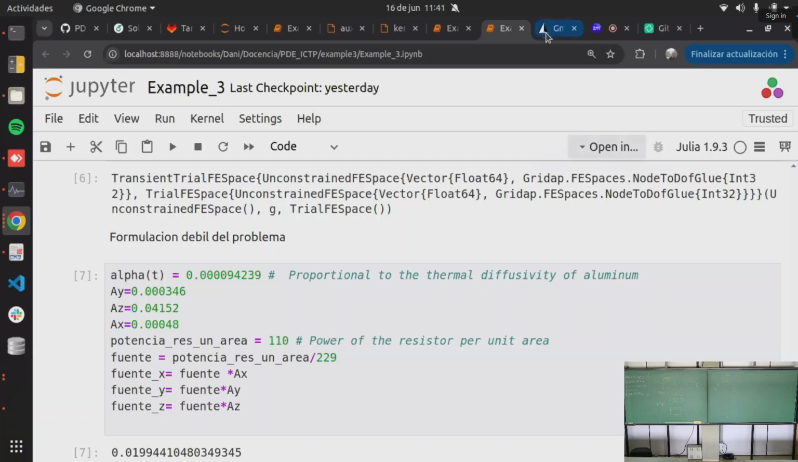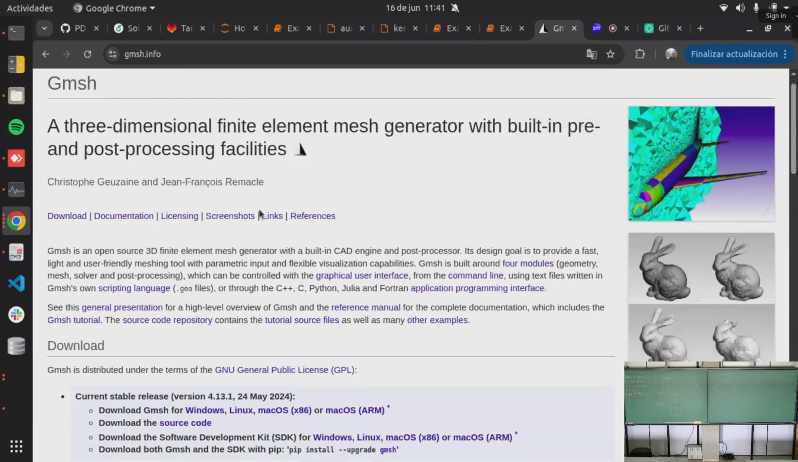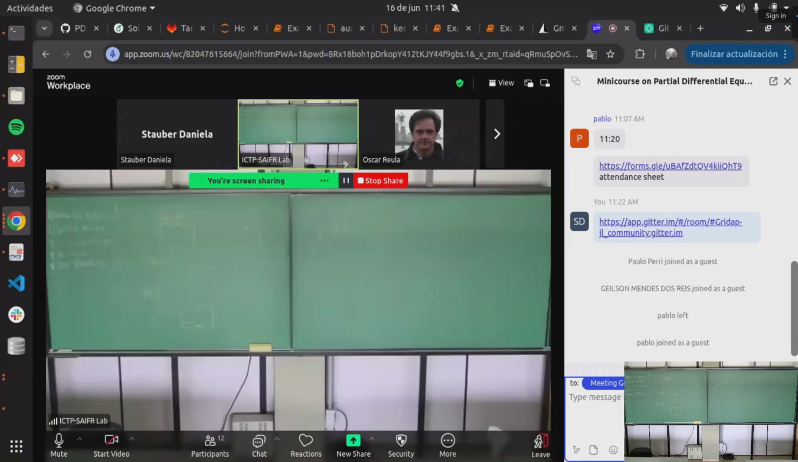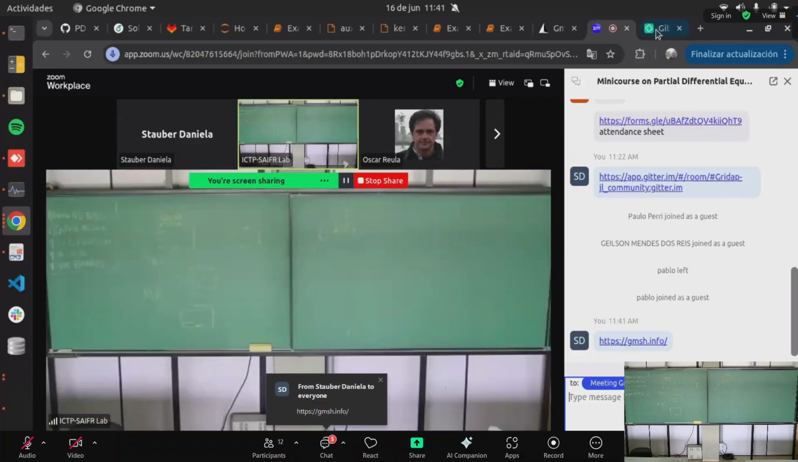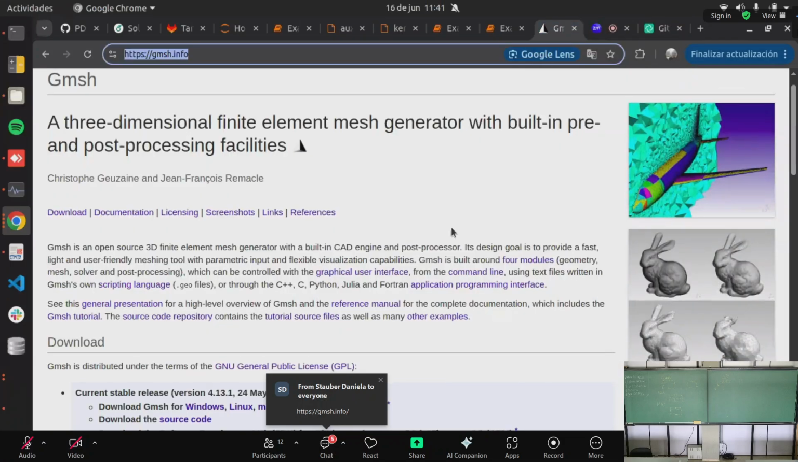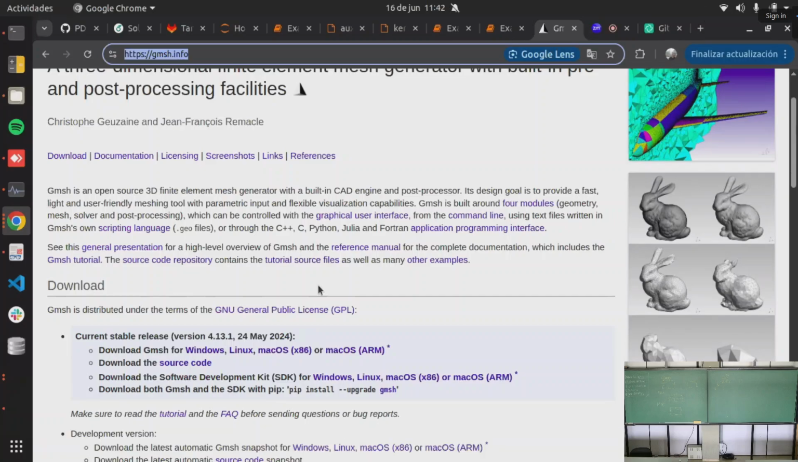I made the meshes using Gmsh, the software Gmsh. You can download the source code here. I will share it with you. I didn't use the library because I had a lot of issues using that. So I make the mesh using the software, and after that I import the meshes using Gridap.